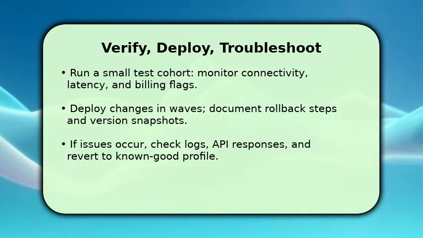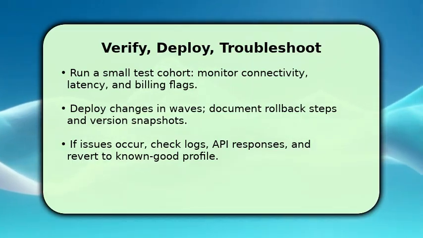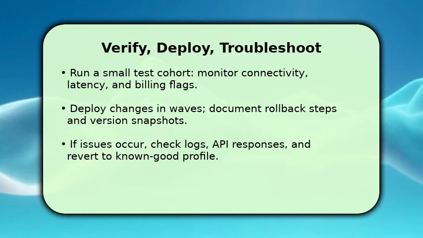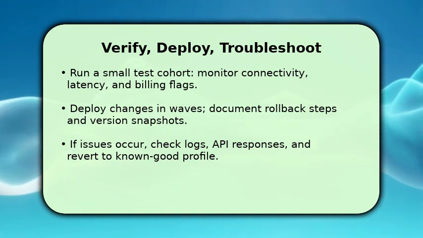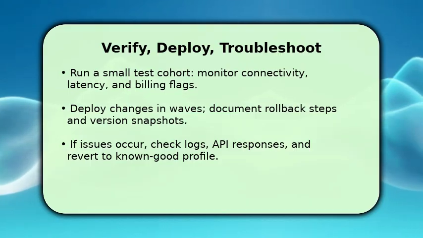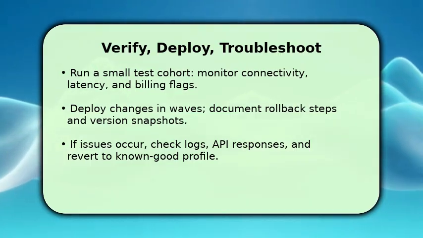If a SIM misbehaves, inspect dashboard logs and API responses to identify whether it is a profile, network, or device issue, and then revert to the known good profile as a fast mitigation. Make sure to update stakeholders once resolved.